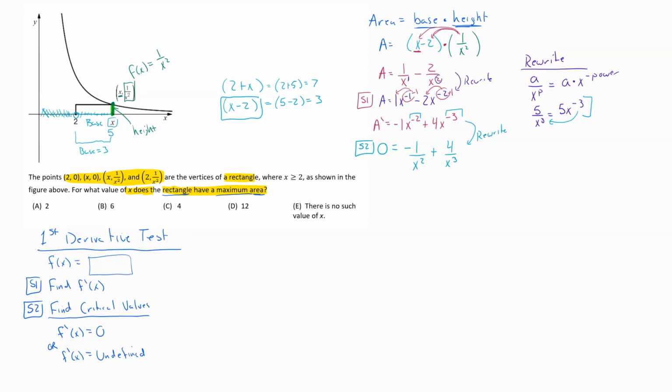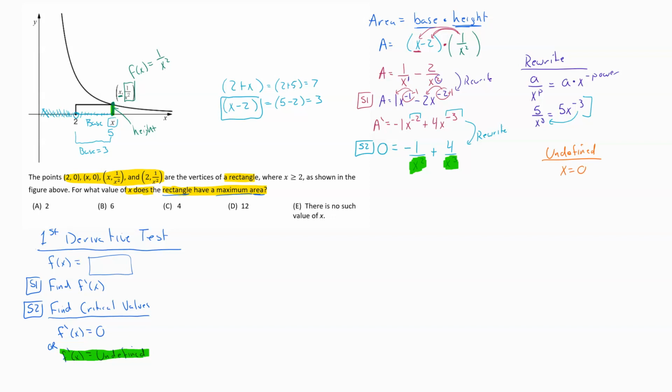What that allows me to see now is I do have to be careful for that second situation, that undefined situation, because I have fractions. I could get division by 0. I could have zeros on the bottom here, and that would get me an undefined critical value. So I know that this would be undefined whenever x equals 0.